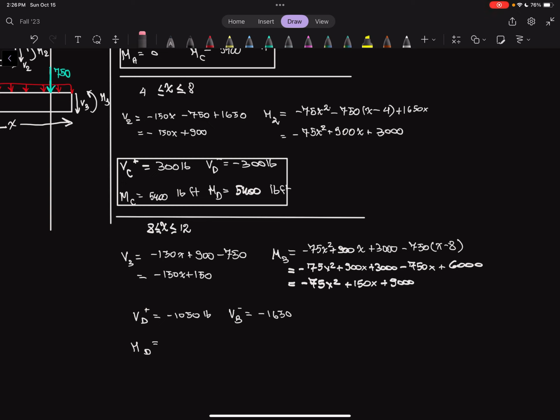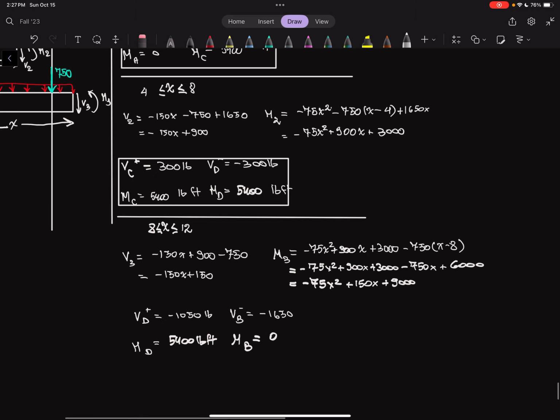And so if you do that, what do you get? Minus 75 times 8 squared plus 150 times 8 plus 9,000, 5,400 pounds feet. And then MB is going to be 0 if we did it correctly. So let's see, minus 75 times 12 squared plus 150 times 12 plus 9,000, we get 0.